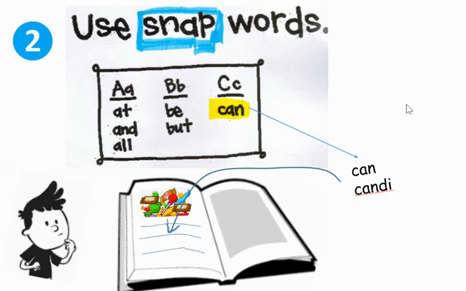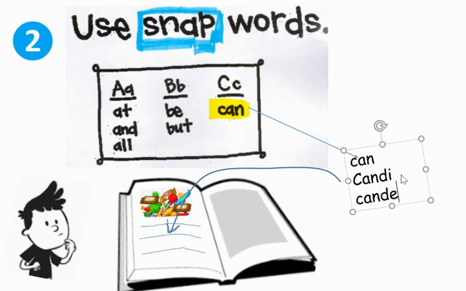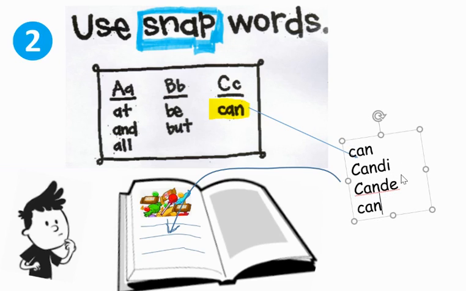Candy, D. I hear a D. So it might be spelled candy with an I, or maybe even candy with an E. Or you might remember that it's actually the Y on the end of the word that's making that E sound. But you can see you'll get pretty close if you just remember the snap word can.